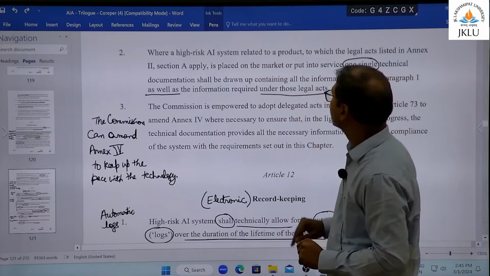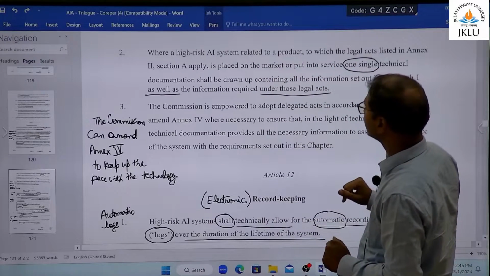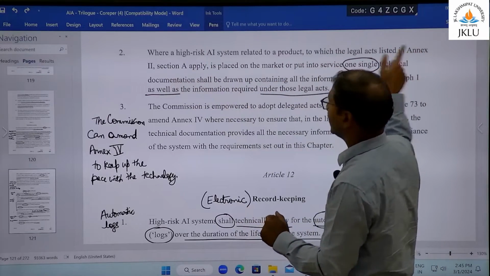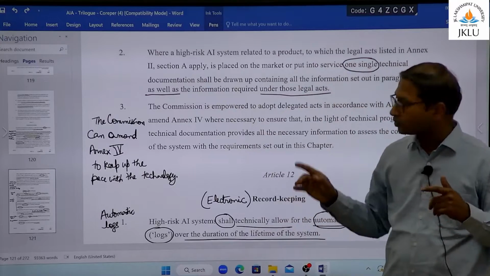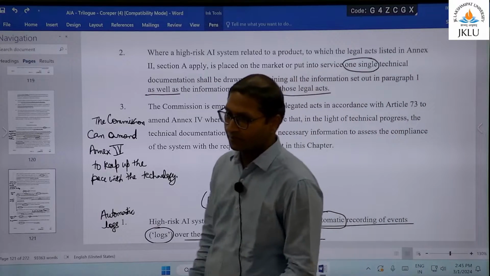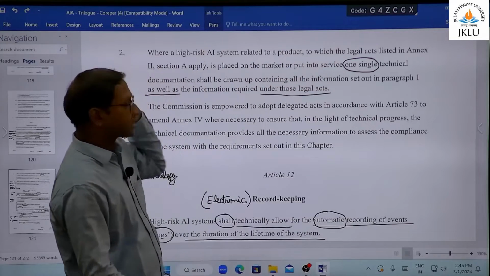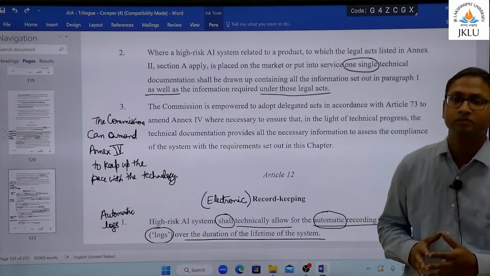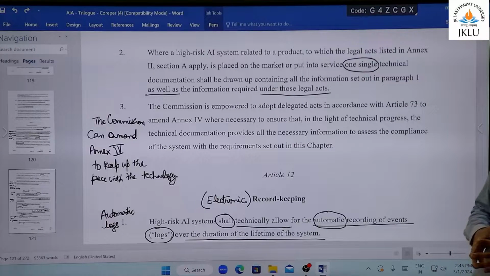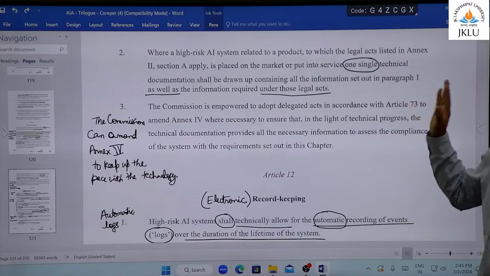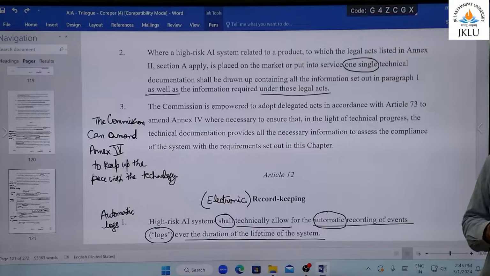Where high risk AI system related to a product. Okay, so now again, where Annexure 2 Section A applies, what might this mean? You guys should tell me now. Whenever you see Annexure 2 Section A applies, what does it mean? I have underlined the relevant points here. This should give you sufficient information even if you are listening 20% of what I am saying. Okay, I won't judge.